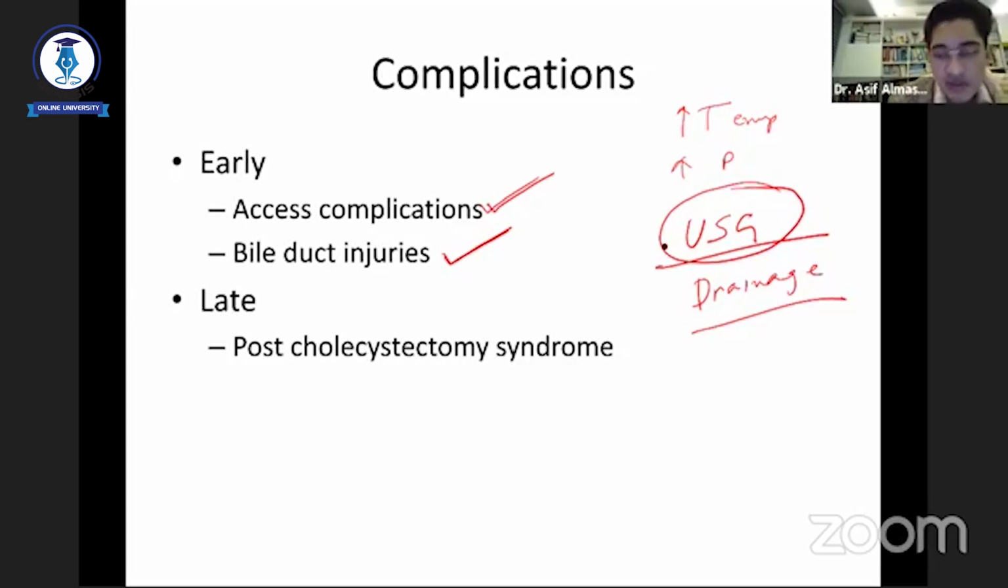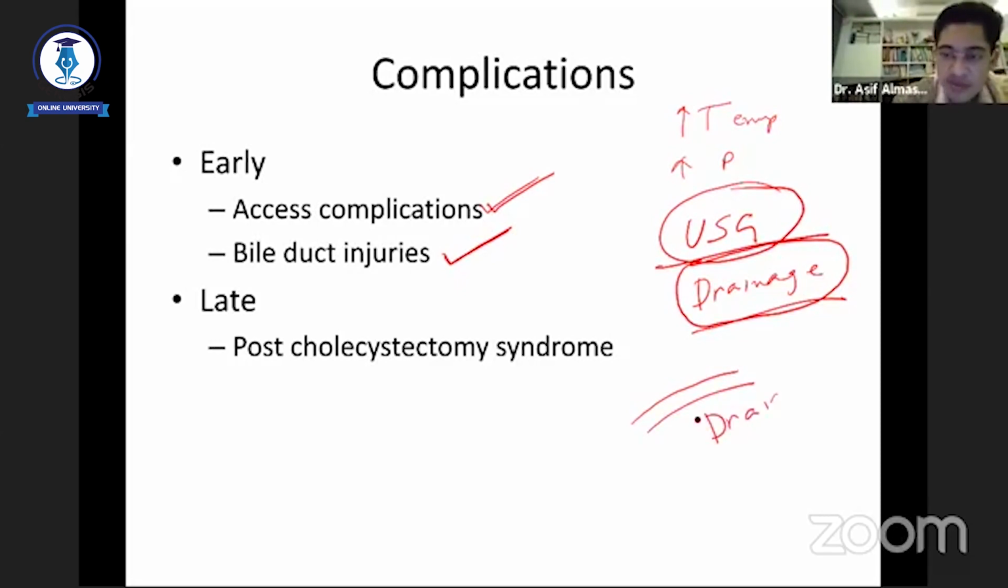And never be scared to say, for example, if you are a general surgeon and you think you don't have the capacity or the ability to repair one of the bile duct injuries, then you can always refer it to a specialized center. But before that, always put a drain.